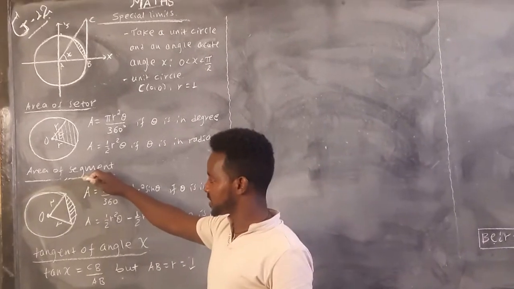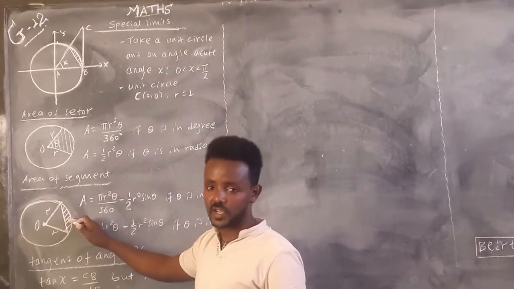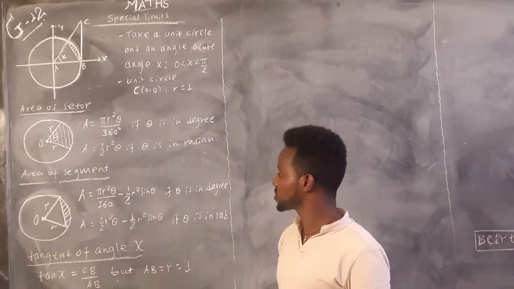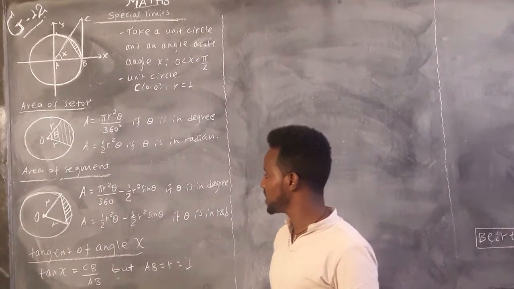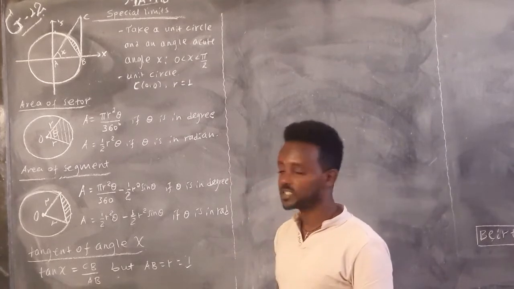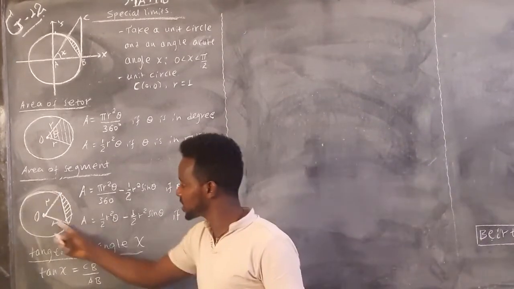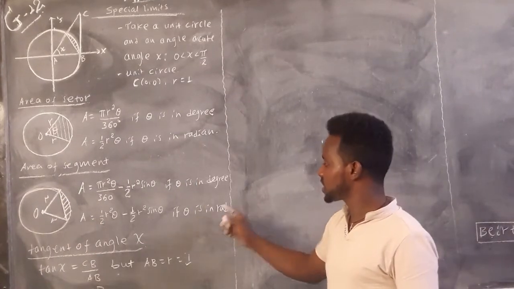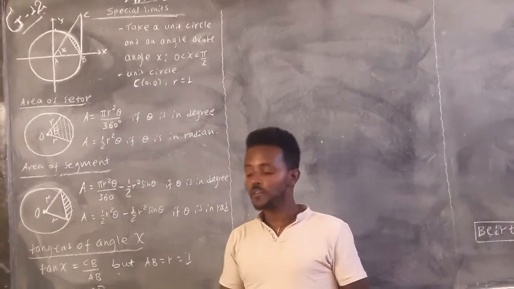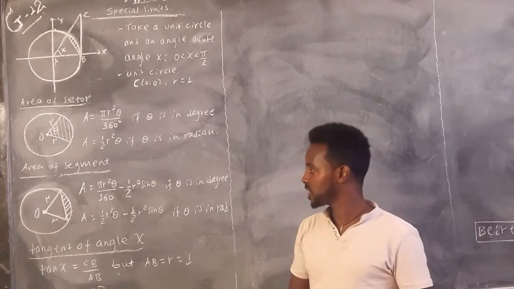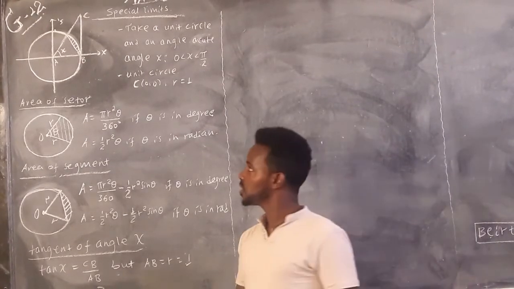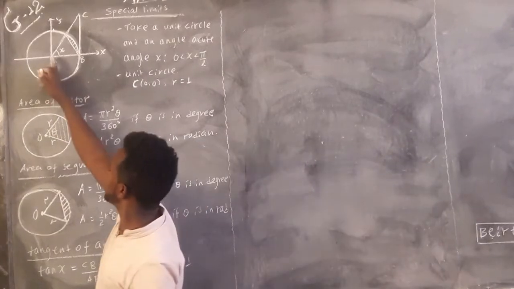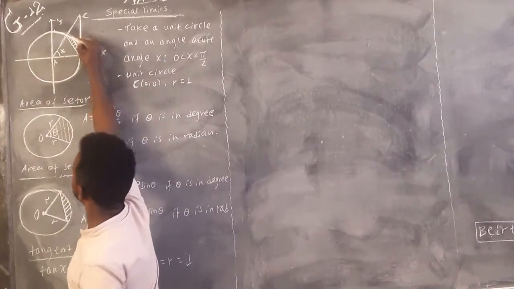Here we have a segment. A segment is also part of a circle, the shaded region. The area is pi r squared theta over 360 degrees minus half r squared sin theta, the area of the sector minus the area of the triangle. Or if theta is in radian measure, the area is given by half r squared theta minus half r squared sin theta.